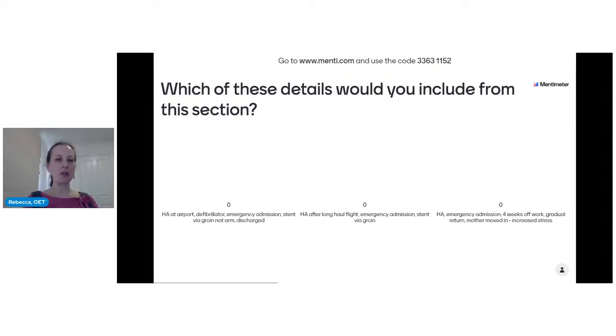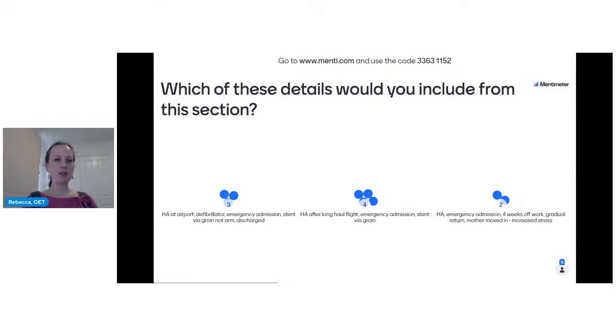So the first option is to include the heart attack at the airport, the use of the defibrillator, that there was an emergency admission, and that a stent was applied via the groin, not the arm. The second option is heart attack after a long flight, emergency admission and stent via the groin. Or the third option is emergency admission following the heart attack, 4 weeks off work, gradual return, mother moved in, which increased her stress. So there's quite a lot to read in that question. I'll give you a minute to answer. Which of those 3 options do you think would be the best in terms of what to include from the patient's medical history?